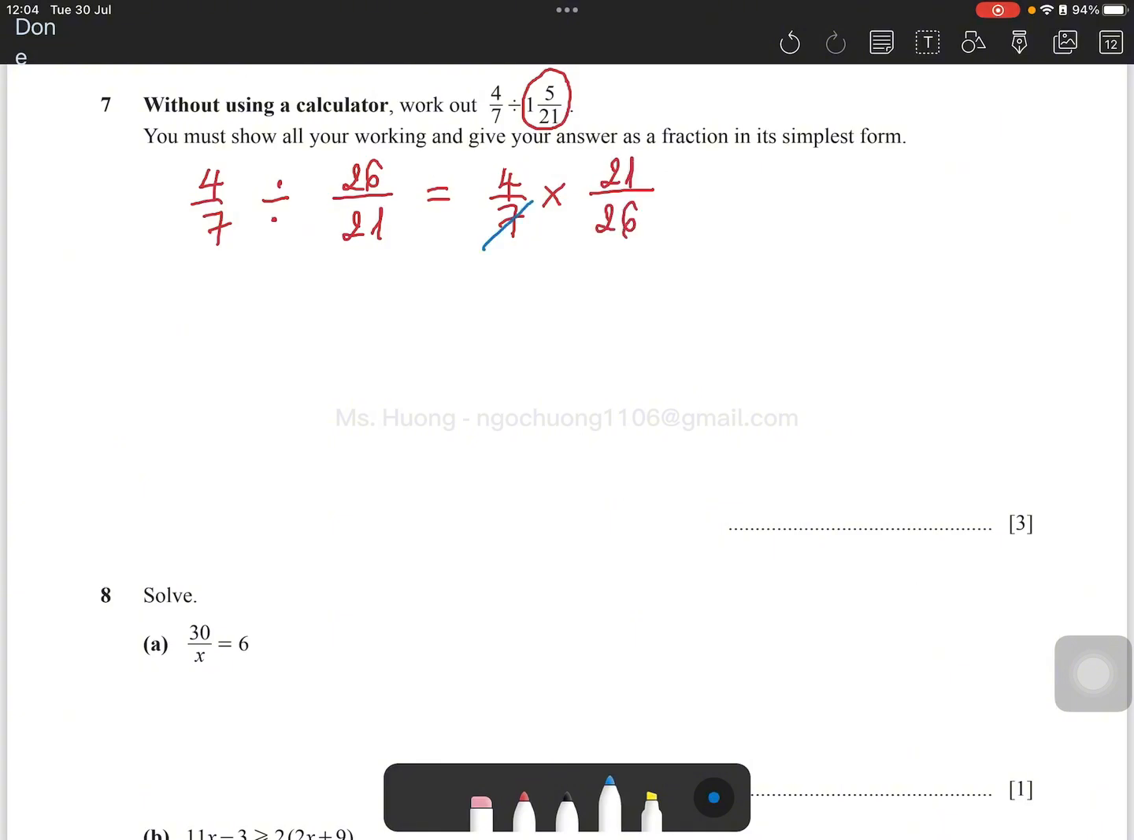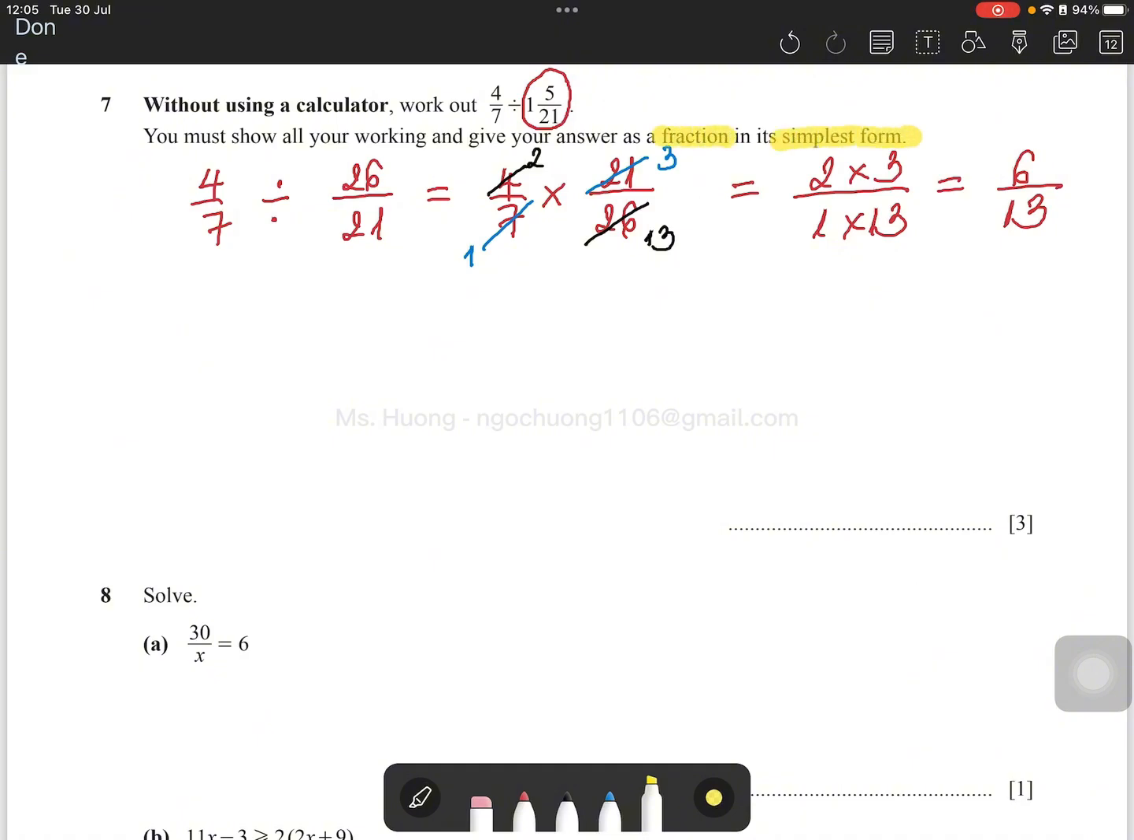Now, we cancel 7 and 21 because they are both divisible by 7. 21 divided by 7 is 3. Next, we also cancel 26 and 4 because they are both divisible by 2. 4 divided by 2 is 2. 26 divided by 2 is 13. So this becomes 2 times 3 over 1 times 13. So the answer is 6/13. This means we write our answer as a fraction in simplest form because we cannot simplify 6/13 anymore.